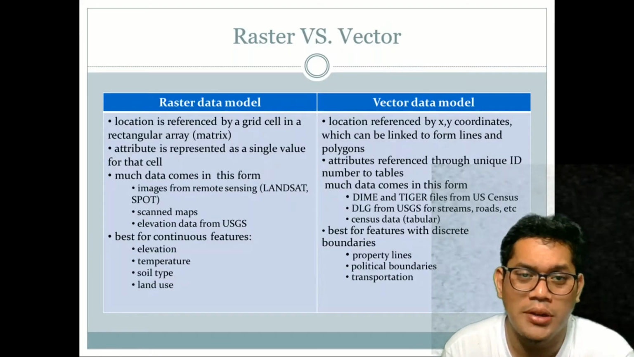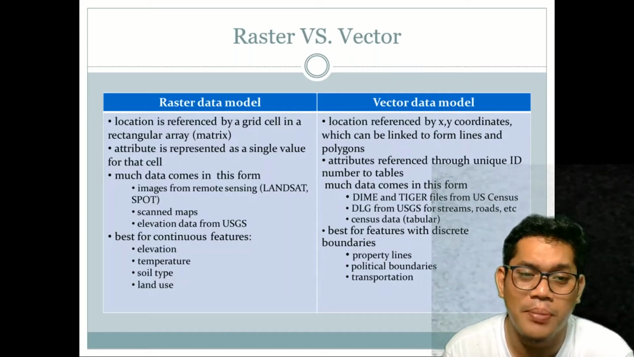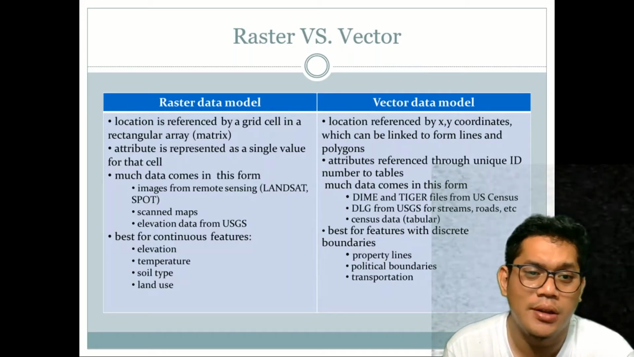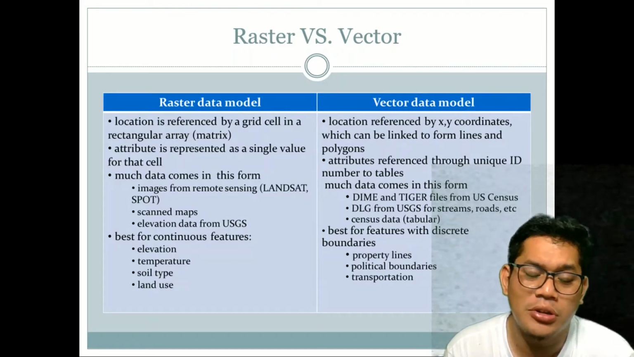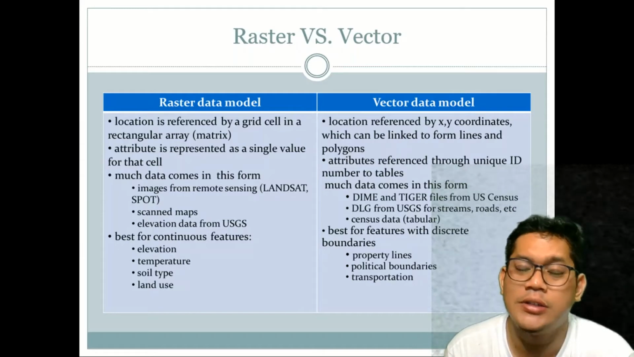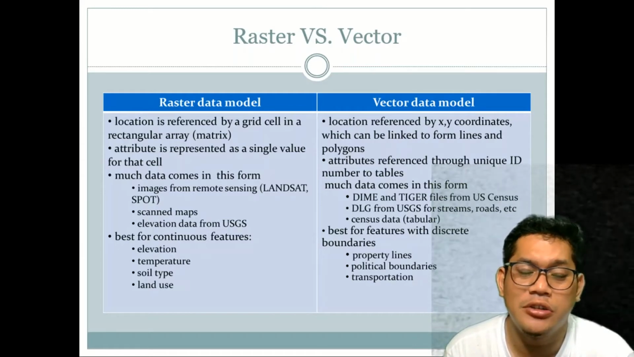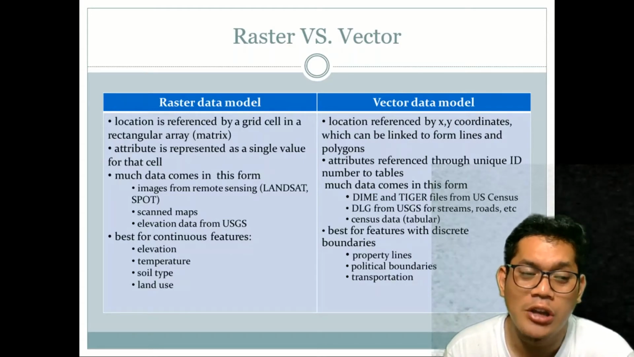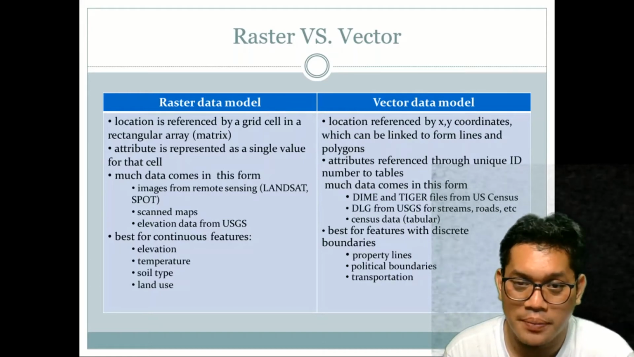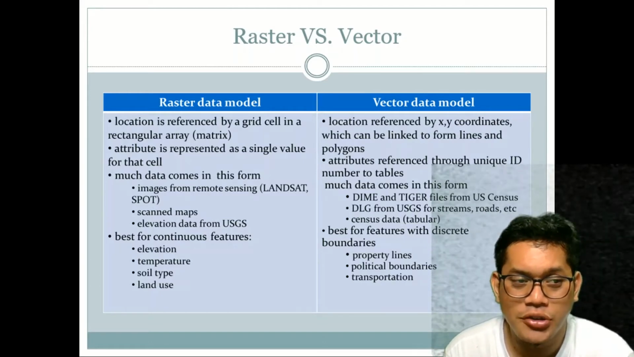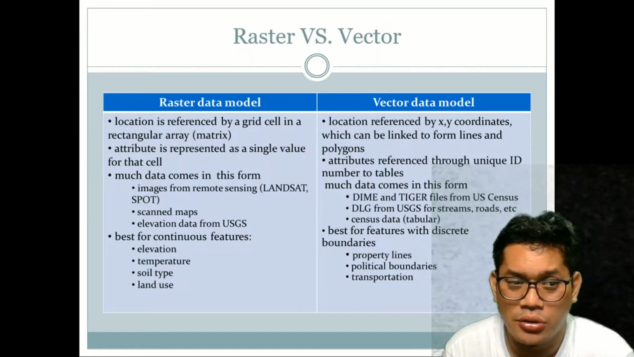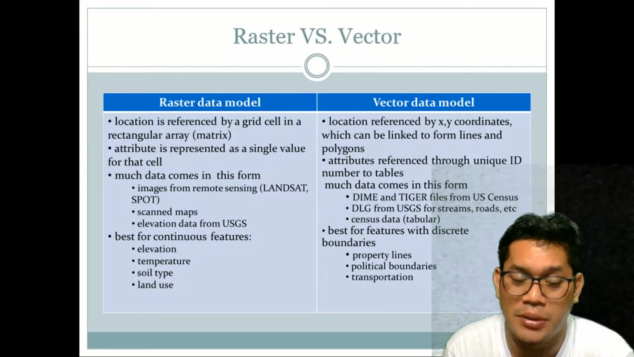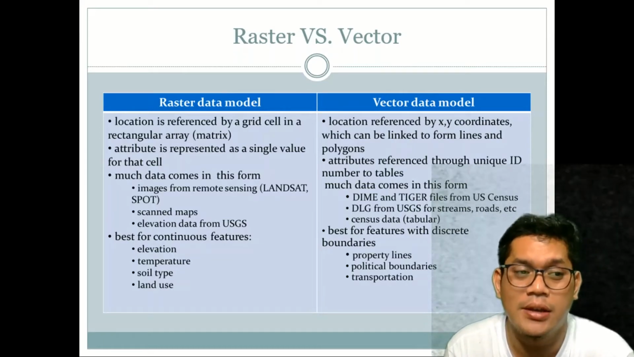So how about raster and vector? We are trying to compare them with each other. In the raster data model, the location is referenced by a grid cell in a rectangular array. So the location in the rectangle is based on the spatial resolution of that particular grid cell. If it has a higher spatial resolution, it is quite accurate. However, for low resolutions, the accuracy will be questionable. When one pixel is about 100 meters, the accuracy is about 100 meters for that particular coordinate, so it can be questionable.